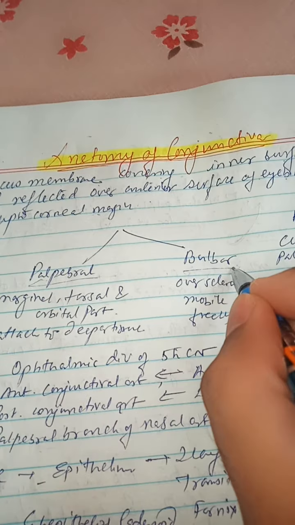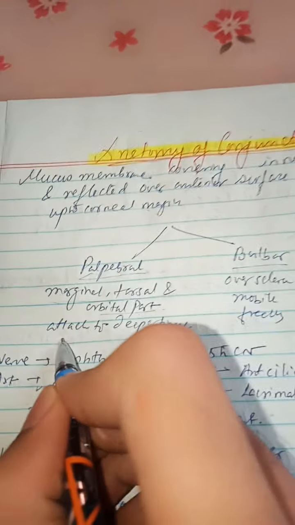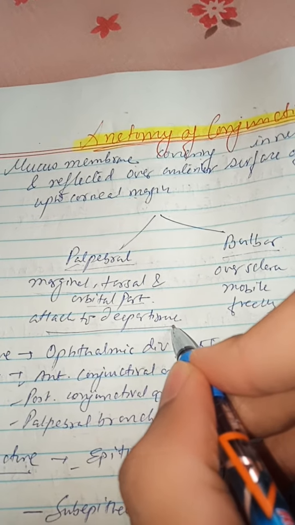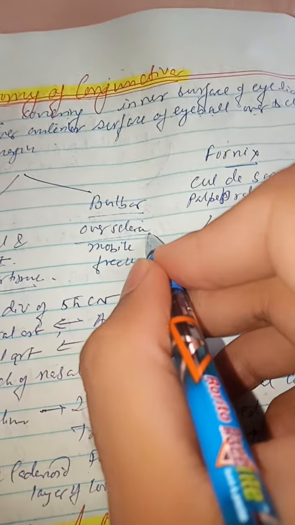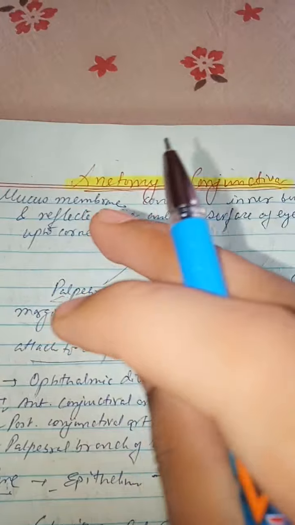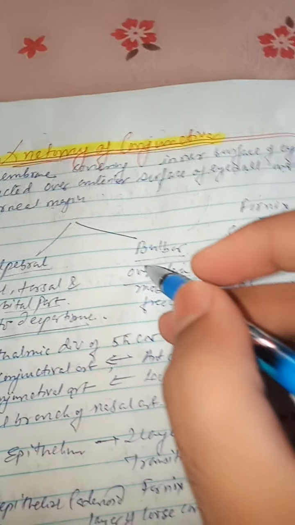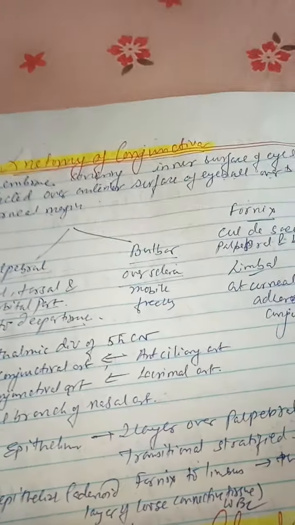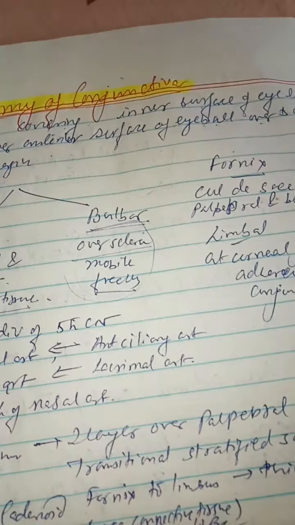So it has two parts: palpebral conjunctiva and bulbar conjunctiva. Palpebral conjunctiva is present in the marginal, tarsal and orbital parts, which are attached to the deeper tissue. And bulbar conjunctiva is over the sclera. Palpebral conjunctiva is on the inner side of the eyelid, not over the sclera, but over the sclera we will find a freely mobile bulbar conjunctiva.